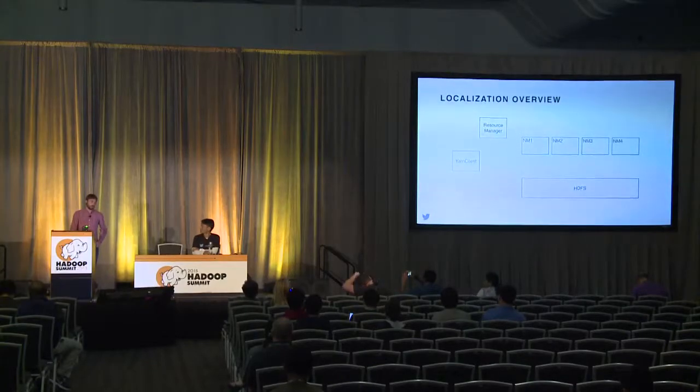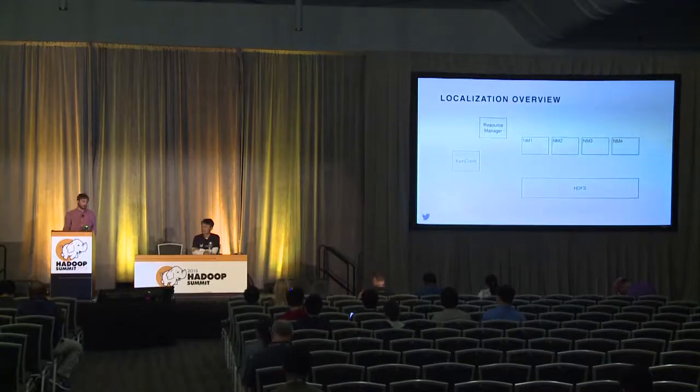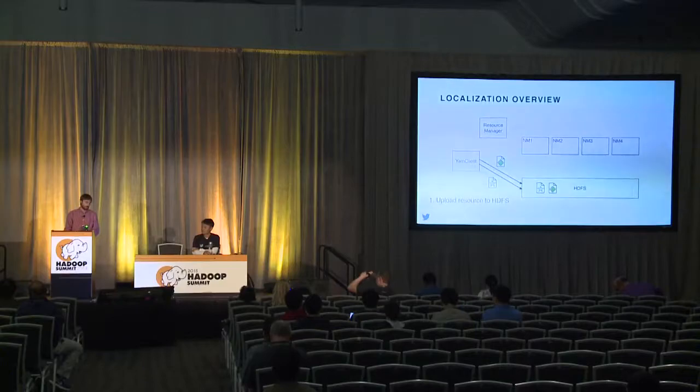So first, let's talk about localization as it stands in Yarn. This is a basic diagram of a Yarn cluster. You have the Yarn client, resource manager, 4 node managers, and a Hadoop distributed file system. So the first step is the Yarn client uploads resources to HDFS, or a well-known location that the node managers are all aware of. So in MapReduce, for example, it's a staging directory by default.